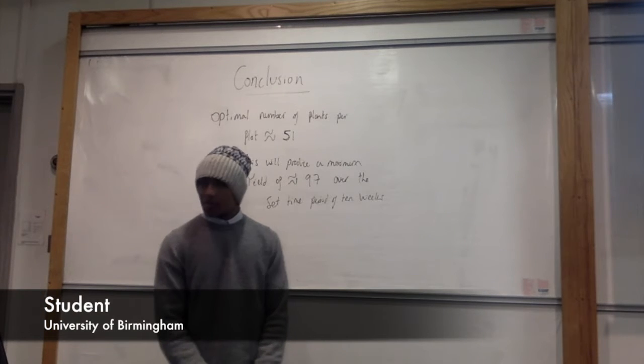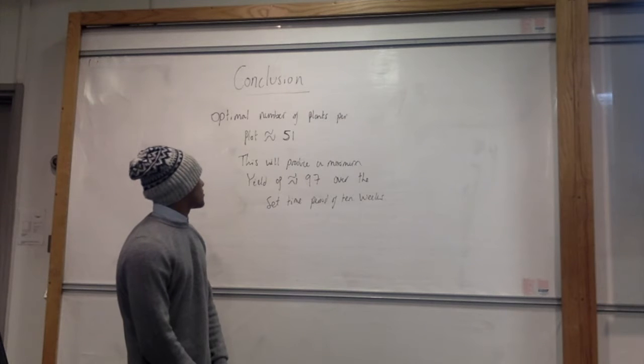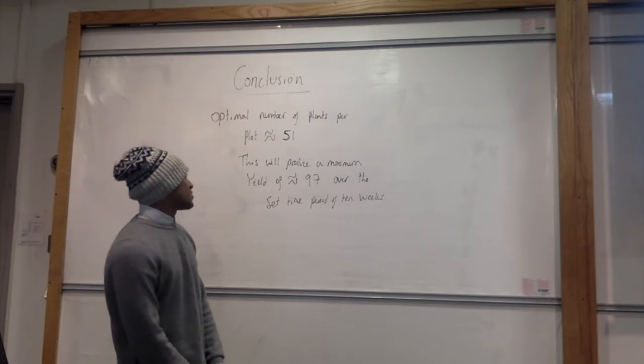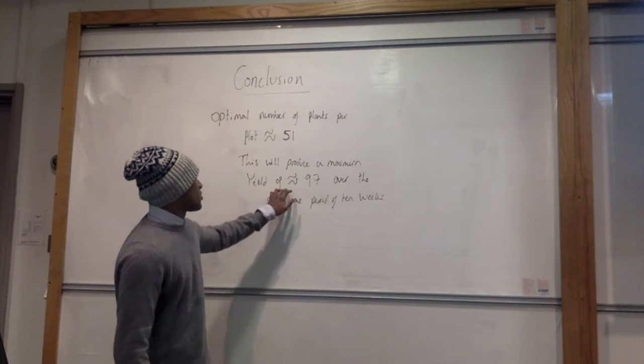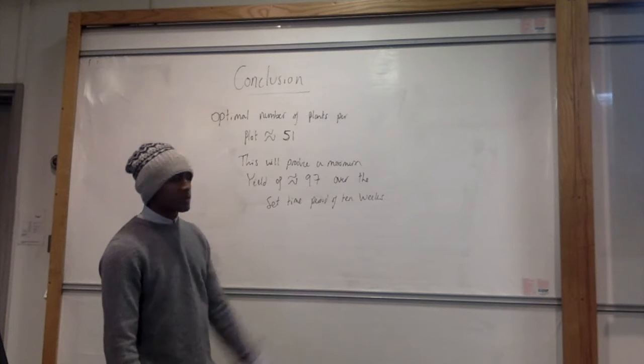To conclude, from our graph of y against n, we have found that the optimal number of plants per plot is approximately 51, and this will produce a maximum yield of approximately 97 over the set time period of 10 weeks.